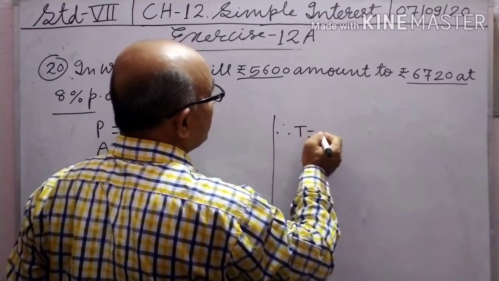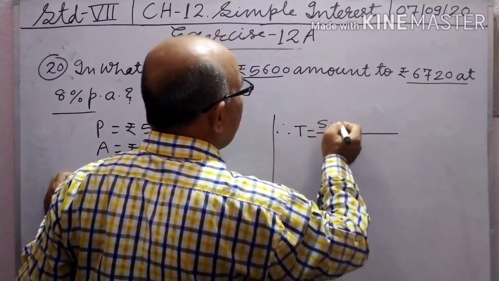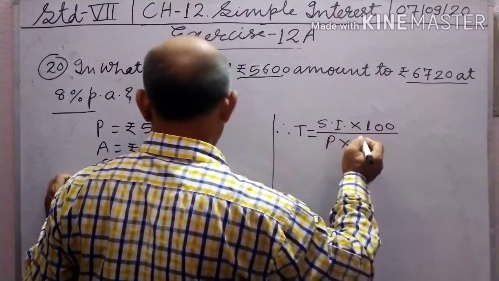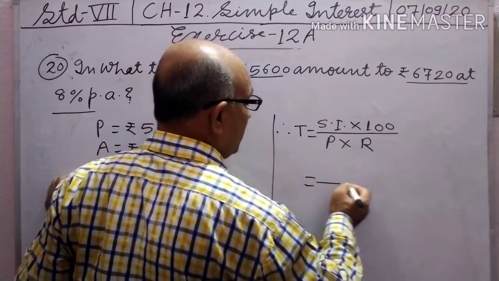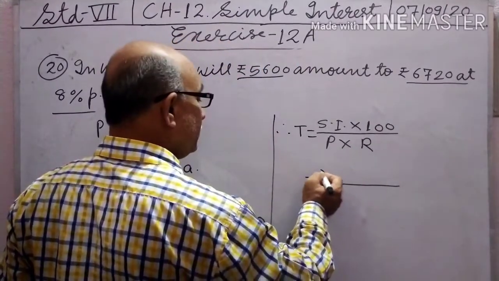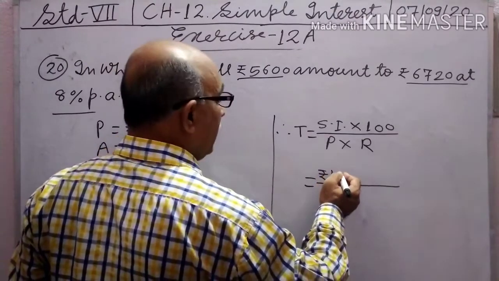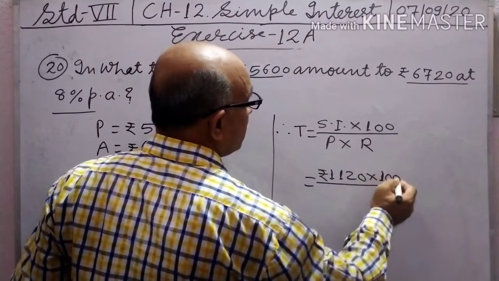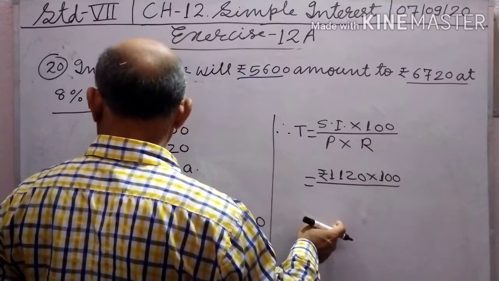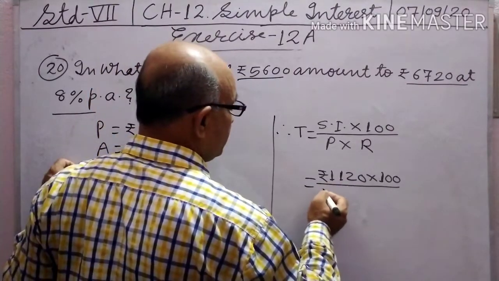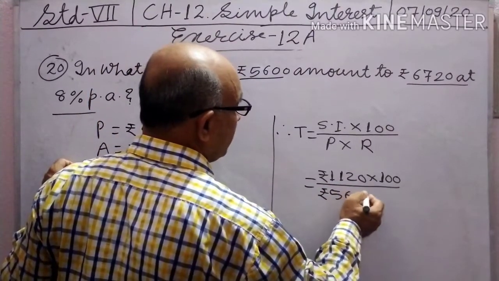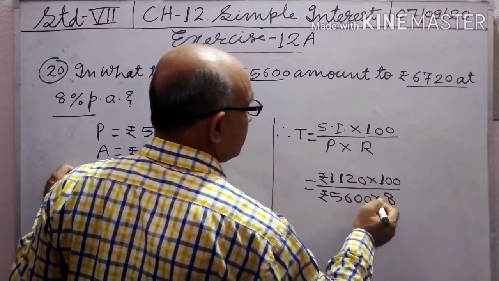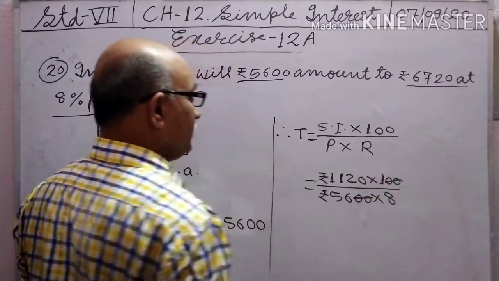Now find what time. So find T equal to SI into 100 by P into R equal to, keep the value, SI rupees 1,120 into 100 by P into R. P rupees 5,600 into R is 8. Cancel double zero to double zero. Okay.